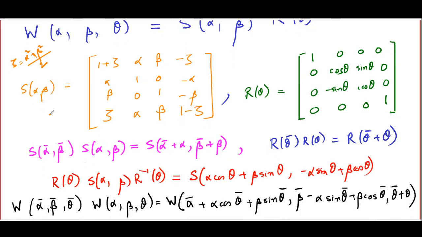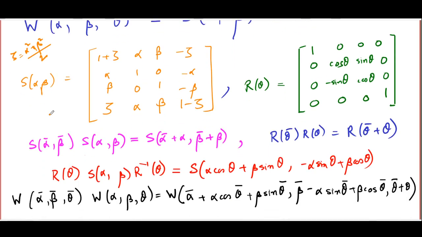Just as in ISO2, the way in which two W elements combine, W(ᾱ, β̄, θ̄) times W(α, β, θ), again something we have already worked out earlier, is W(ᾱ + α cos θ̄ + β sin θ̄, β̄ − α sin θ̄ + β cos θ̄, θ̄ + θ). And that essentially tells us that when you talk of the whole group, the rotation part essentially does its own thing, combines among itself.